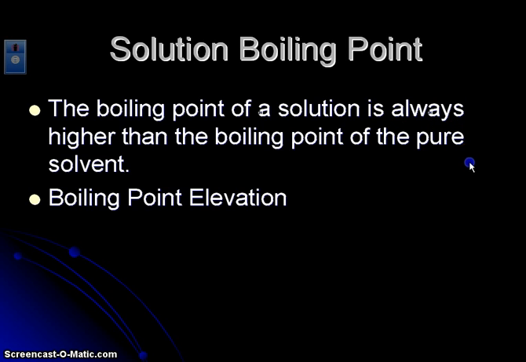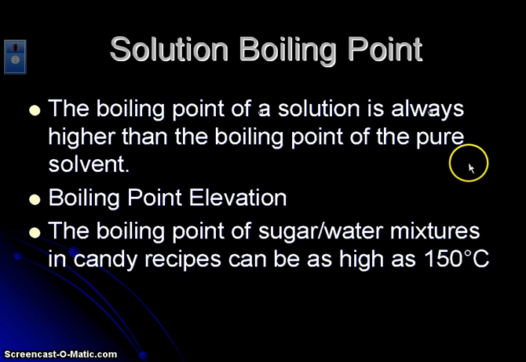So just use what you need for flavoring. But where this is true is when you're making candy and you have mixtures of sugar and water in a candy recipe, and the boiling point of those can be as high as 150 degrees C. Remember that water boils at 100 degrees C, so by adding large amounts of sugar to the water, you cause the boiling point to increase a great deal.